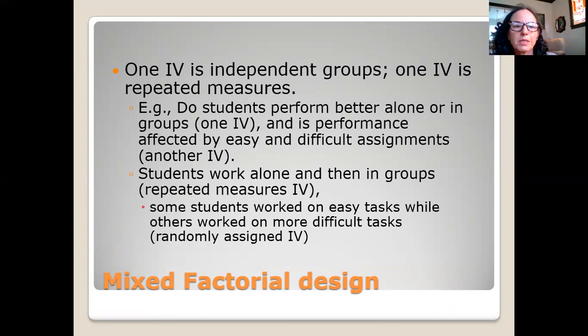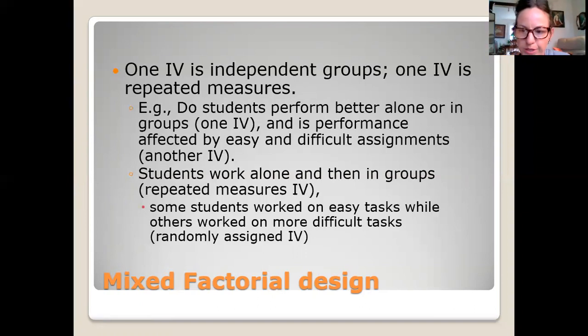So we could do this by saying in an experiment, do students perform better alone or in groups? And that would be one independent variable. And then is performance affected by easy and difficult assignments? And that would be another independent variable. So let's look at how this is a mixed factorial. Students are going to work alone, and then the same students are going to work in groups. And that's your repeated measures independent variable, because we're doing it on the same students there. So same students are going to work in groups after working alone.